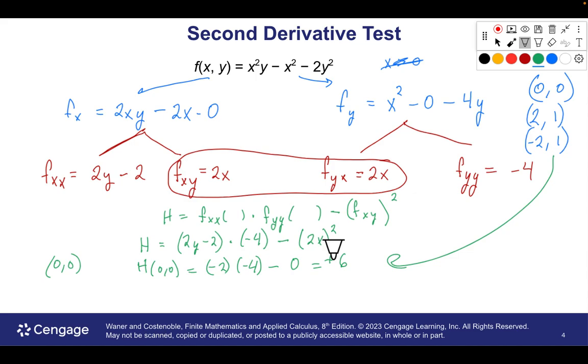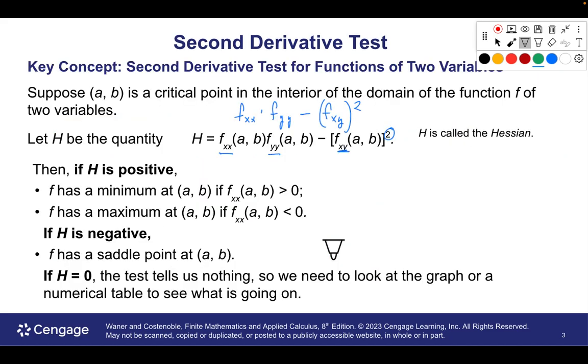Does it matter that it's 8? No, it just matters that it is a positive number. So what does this mean for the point 0, 0? Fortunately, I can just go back. The Hessian was positive. So now what do we need to look at? We need to look at fxx. If fxx is positive, then we've got a minimum. If it's negative, we've got a maximum.